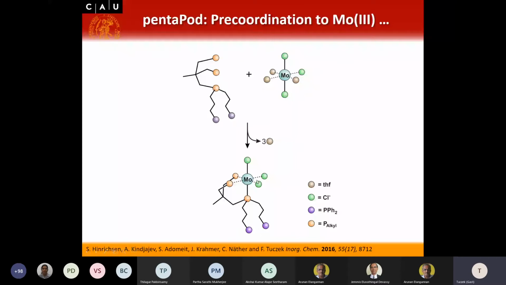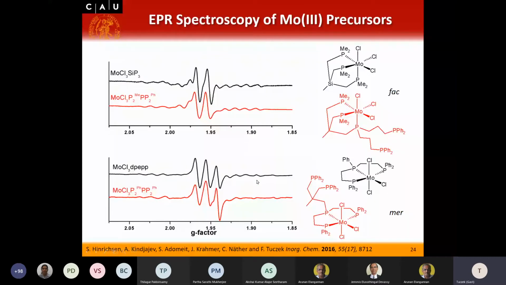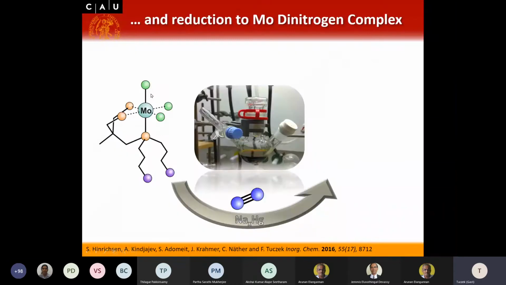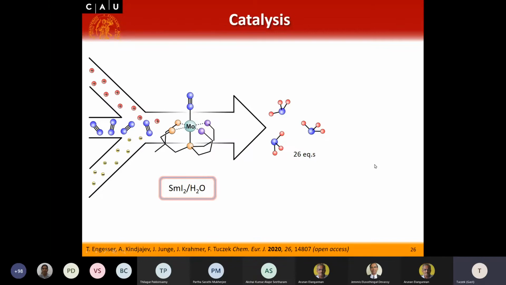system. And we believe this is an axially coordinated complex because it has the same EPR spectrum as this well-defined tripod system here. And if we subject that to an amalgam reduction, we end up here with the pentapod complex. And last year, we discovered that this complex acts as a catalyst for the reduction of N2 to ammonia using samarium iodide with water.